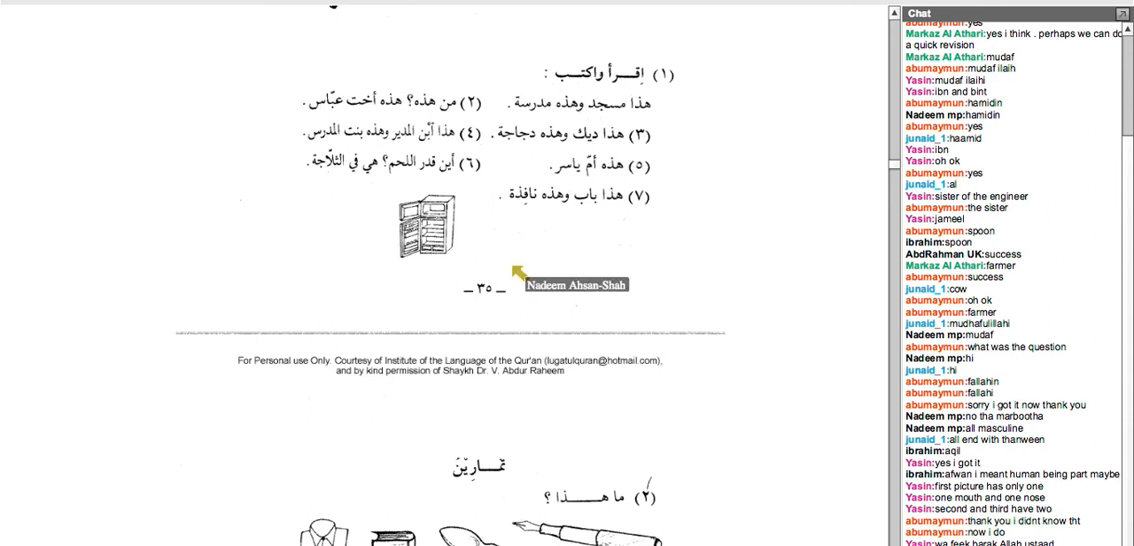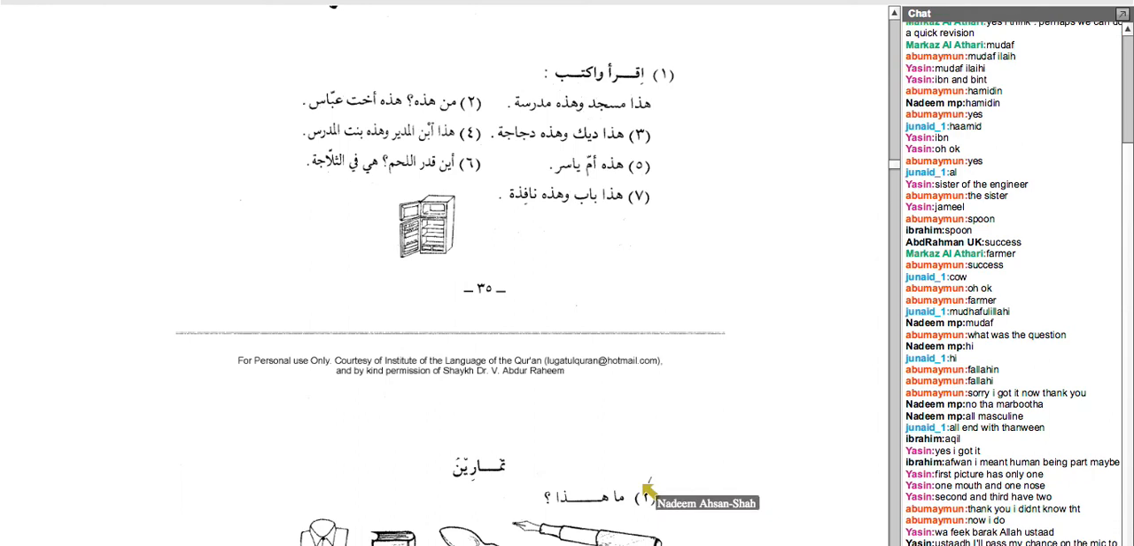هذا ابن المديري. وهذه ooh, this is a tricky one. Would it be وهذه ابنة المدير? This one has no alif over here, it's no hamza al wasl. Read the word properly, completely. This one, you read perfectly: هذا ابن المديري. صحيح.